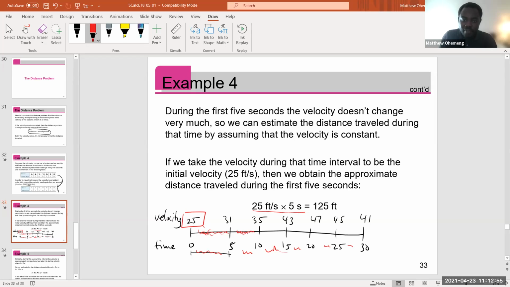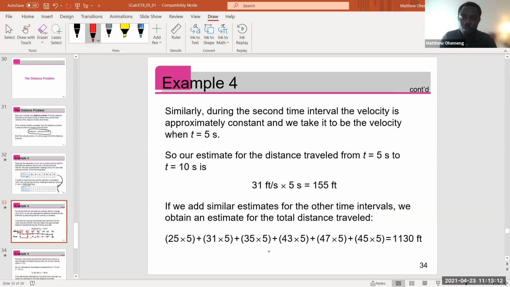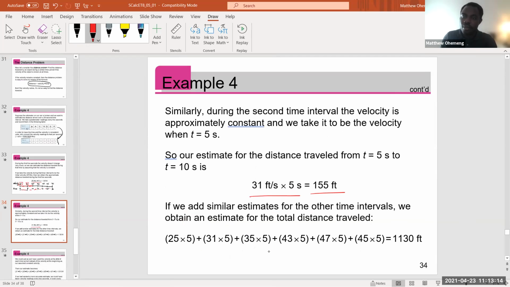So for this second interval, you can say, okay, let's assume that the 31 is the velocity you use for the 5 second interval. So if there's a constant velocity within that 5 second interval, then the distance for the second interval is just going to be 31 times 5, which is 155 feet, right?